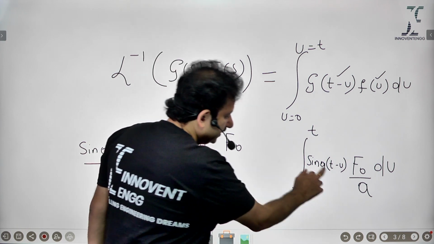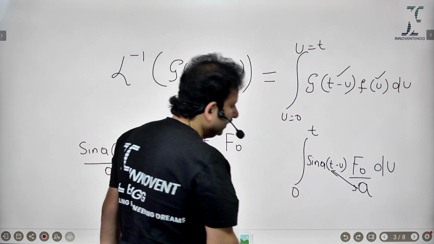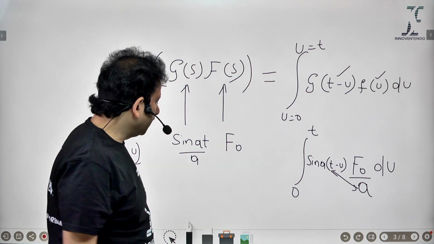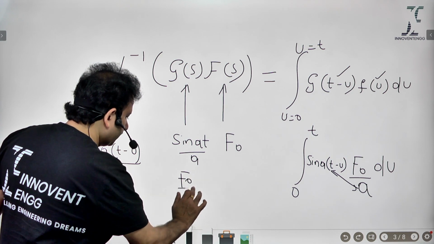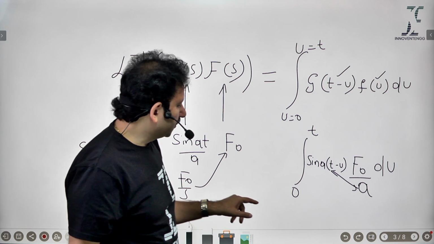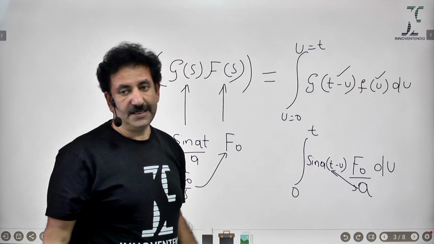Of course, this a belongs to this, remember, because the second function is a constant function when you take into time domain, but in the frequency domain it is F0 by S. In the time domain it is just F0. This a belongs to this, because we remember we multiplied and divided by a.